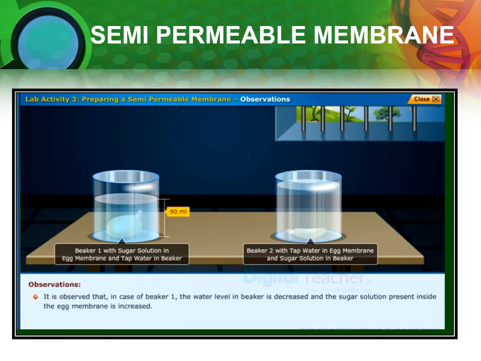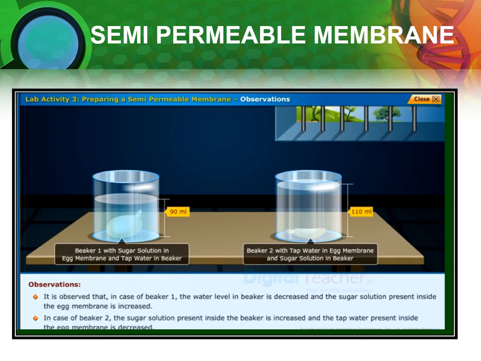It is observed that in case of beaker 1, the water level in beaker is decreased and the sugar solution present inside the egg membrane is increased. In case of beaker 2, the sugar solution present inside the beaker is increased and the tap water present inside the egg membrane is decreased.